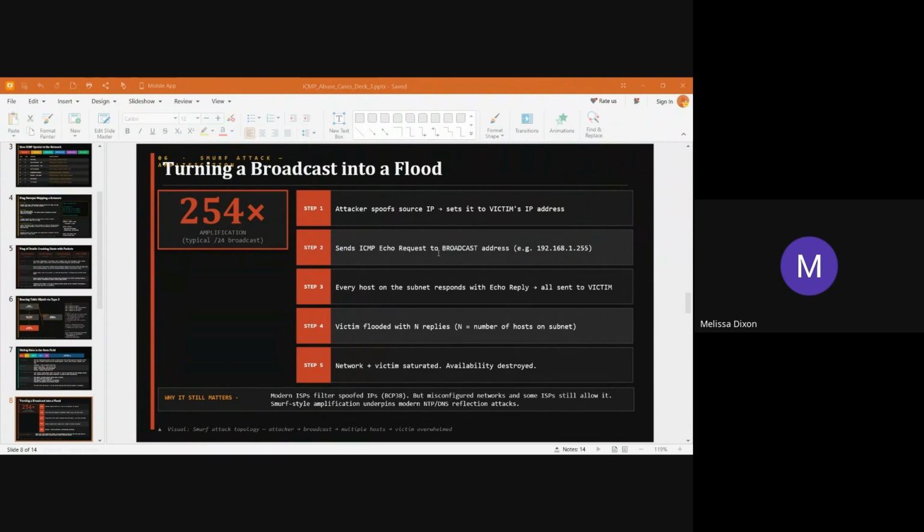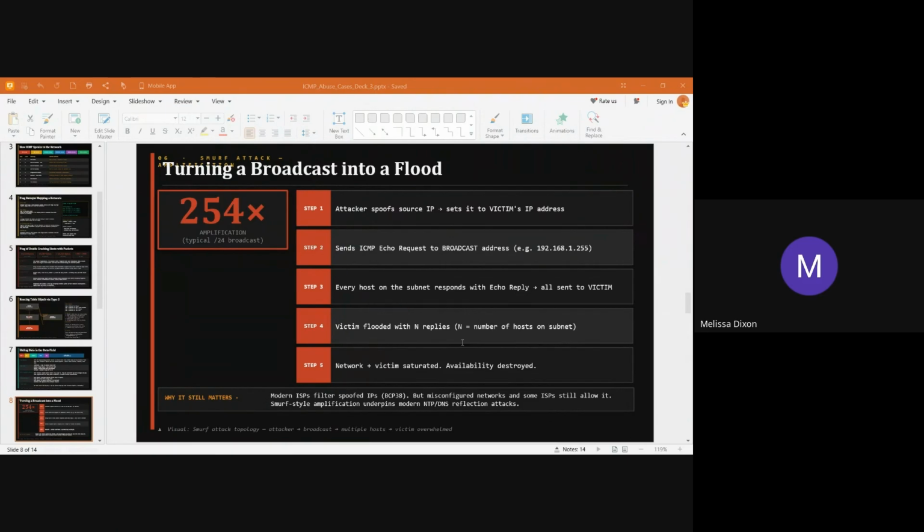We'll finish this one up here. So, again, where were we? The Smurf attack is 1990s vintage, but it teaches the amplification concept that underpins every major DDoS methodology used today, which, like I said before, is NTP reflection, DNS amplification, and SSDP floods. So again, an attacker sends one packet, and the spoofed source is the victim's IP. That packet gets sent to the broadcast address, and every host on there receives it and sends a reply to the victim.